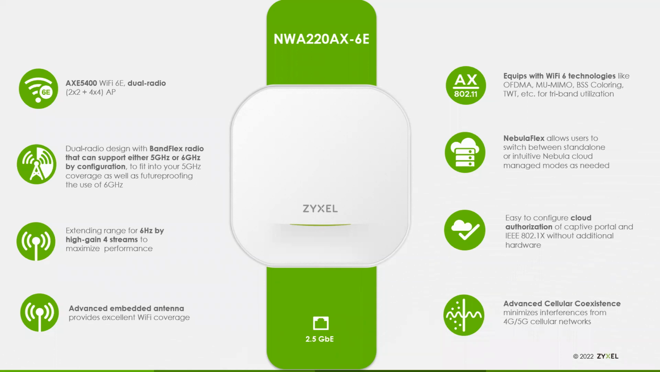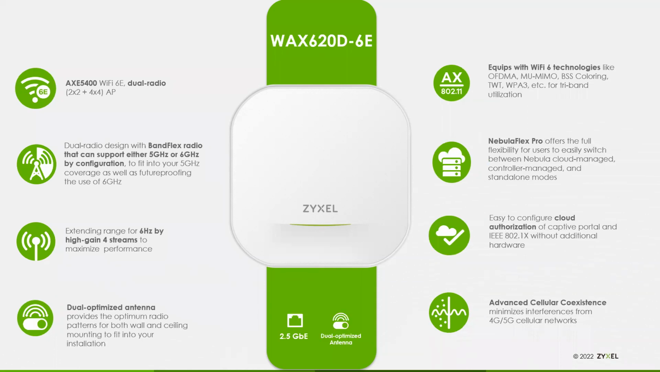So the step above the NWA220AX is the WAX620D-6E. So again, same thing, it's that BandFlex. You've got a 2.4 gigahertz radio, and you've got a second radio that supports either 6 gigahertz or 5 gigahertz. The benefits of the WAX over the NWA is you get the dual optimized antenna technology, you get support for that local wireless LAN controller, and it comes bundled with 1 year of the Nebula Pro.